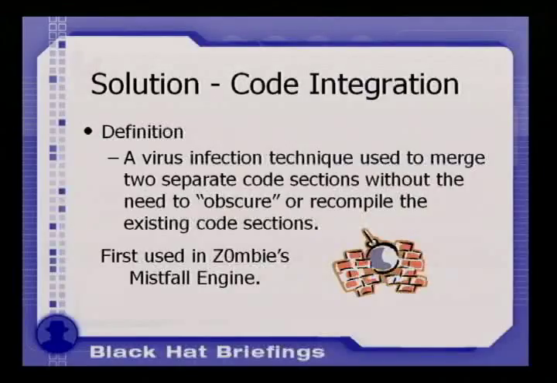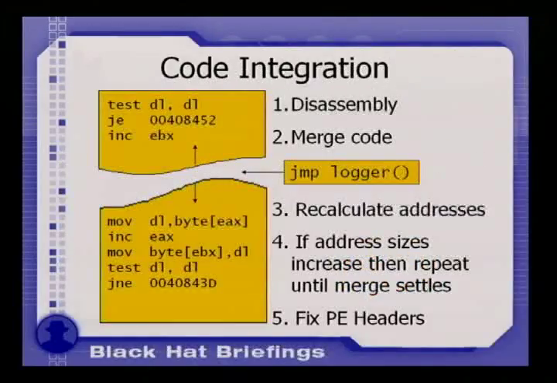So one possible solution to this is code integration. Basically, code integration, unlike entry point obscuring, means you're not actually overriding any code in memory, but you're making room in memory, expanding the text section or the code section, and making room for the code. And one of the first examples was in Zombie's Mistfall engine.